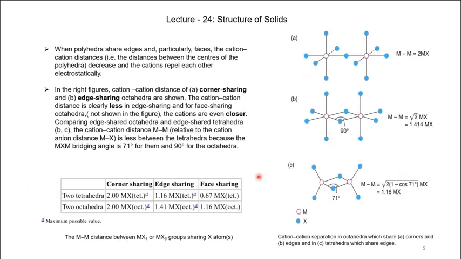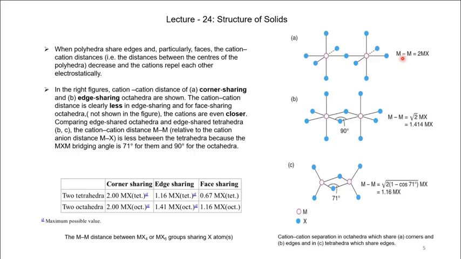Okay, do we go for that? Now you see, when we share polyhedra, we can also find out the cation-cation distance as well as the cation-anion distance. Here we are showing a tetrahedra, how it's shared. This corner sharing, this is a tetrahedra, you see? And this is another tetrahedra. So if we share a corner, then the distance between this and this is equal to 2mx. This is x and this is m, you see?